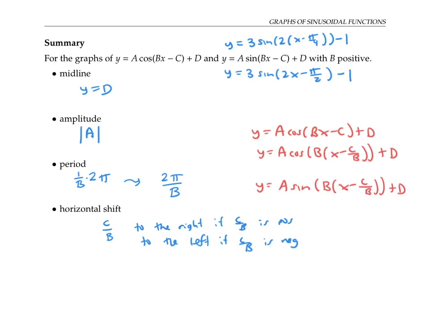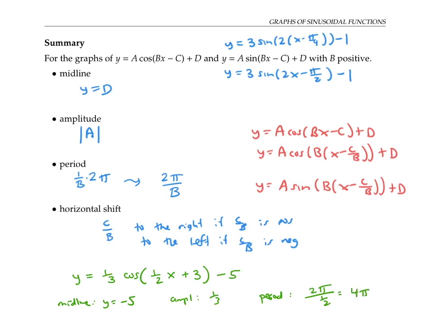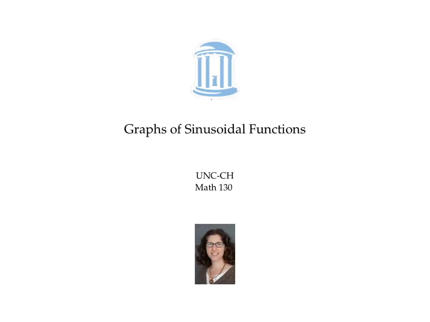it to the left. So as one final example, say I wanted to graph y equals 1/3 cosine of 1/2 x plus 3, minus 5. That would have a midline at y equals minus 5, an amplitude of 1/3, a period of 2 pi divided by 1/2, which is 4 pi, and a horizontal shift, better rewrite this, a horizontal shift of 6 units to the left. The horizontal shift is sometimes called the phase shift. And that's all for graphs of sinusoidal functions.